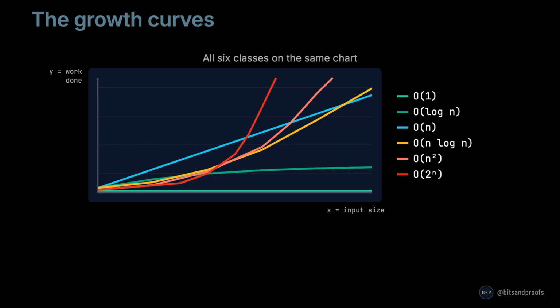And O of 2 to the n shoots straight up to infinity within just a tiny range of n. The classes you want stay flat. The ones you fear shoot up fast. When you choose an algorithm, you're choosing which curve your function will trace as users and data grow. That choice is one of the most consequential things you do as an engineer.